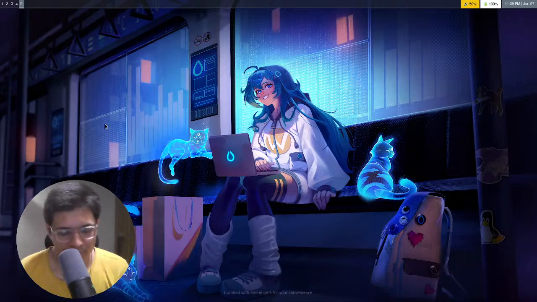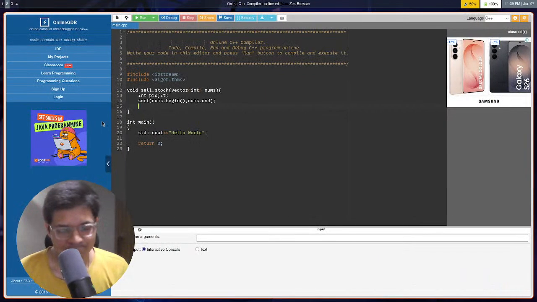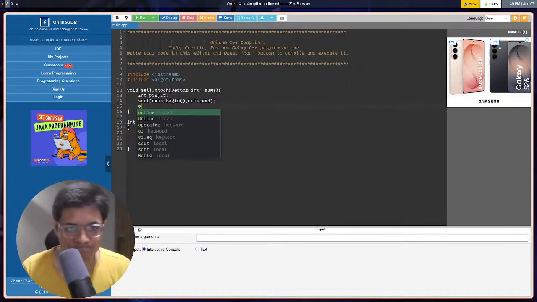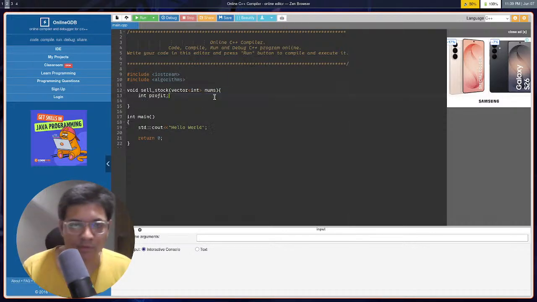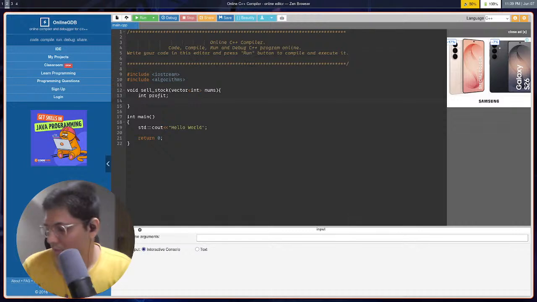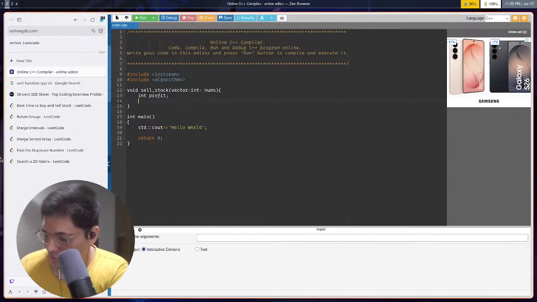Why is it not launching? Let's remove this line first. We don't need that. Let's find a better approach.